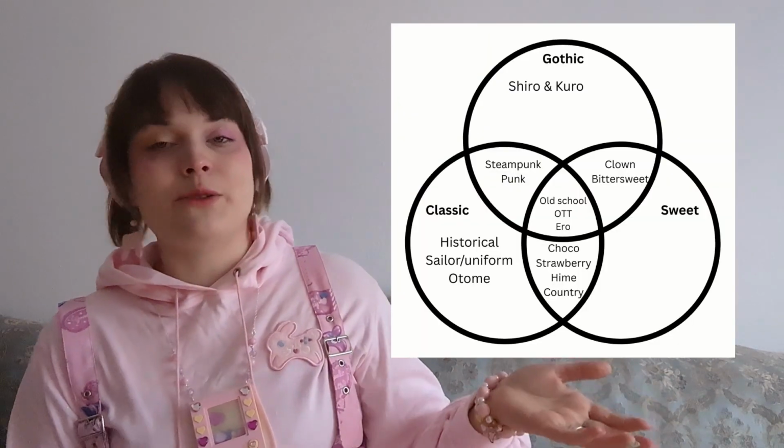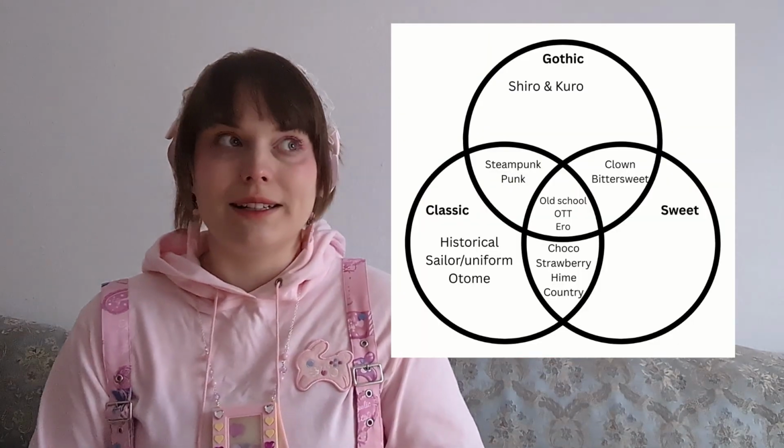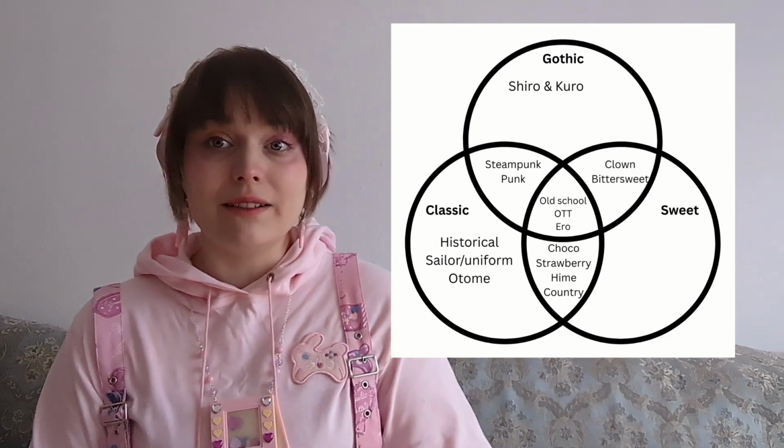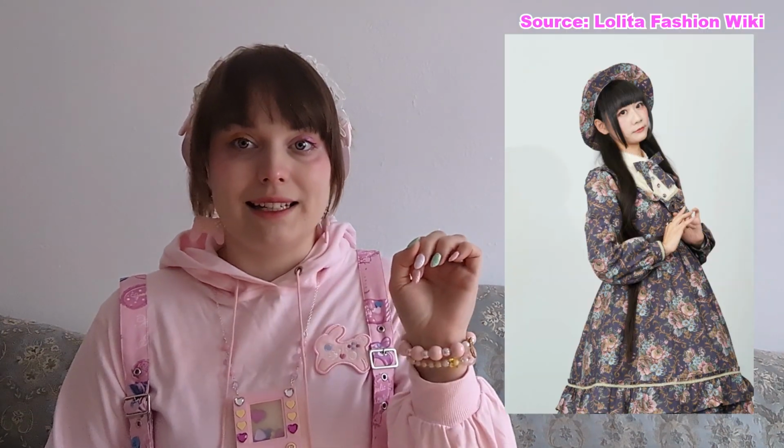Let me show you, because I am a very academic person, I made this Venn diagram to showcase different substyles in Lolita fashion, because Lolita fashion consists of three main substyles, which are sweet, gothic, and classic Lolita. And some smaller niche substyles overlap in some way.